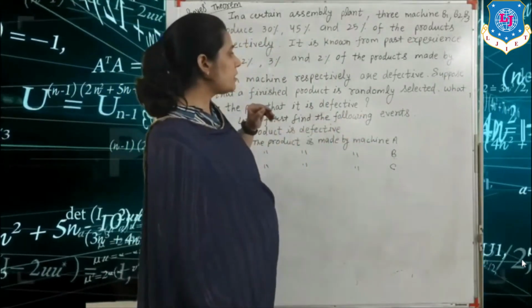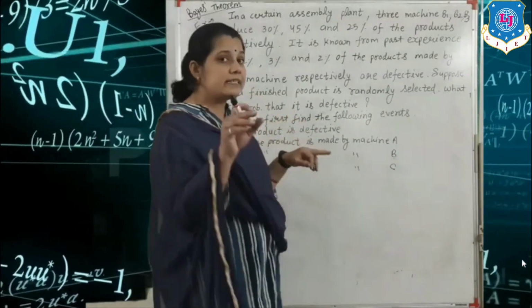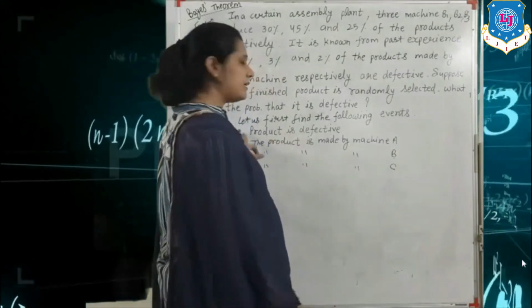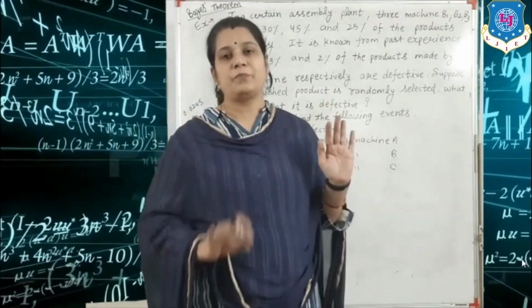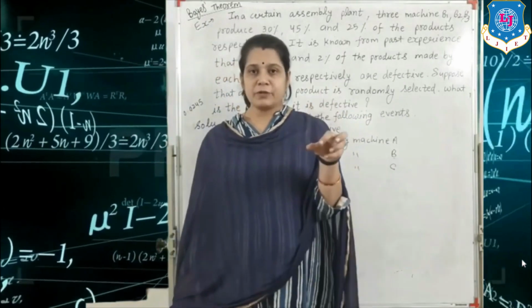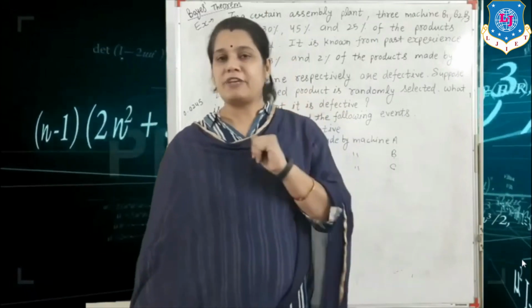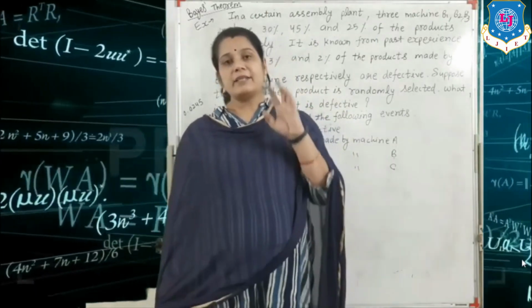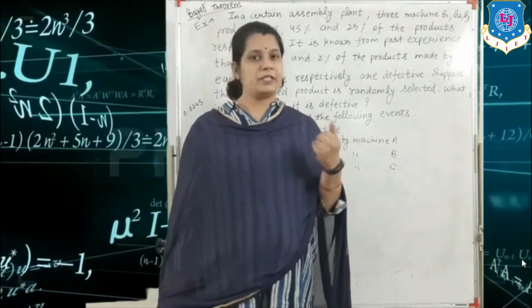So what is the finding term? The finding term is the probability that the product is defective. So first we write A equals product is defective. We find the defective product, so we consider A equals product is defective. That means we find the probability of A. Got it?